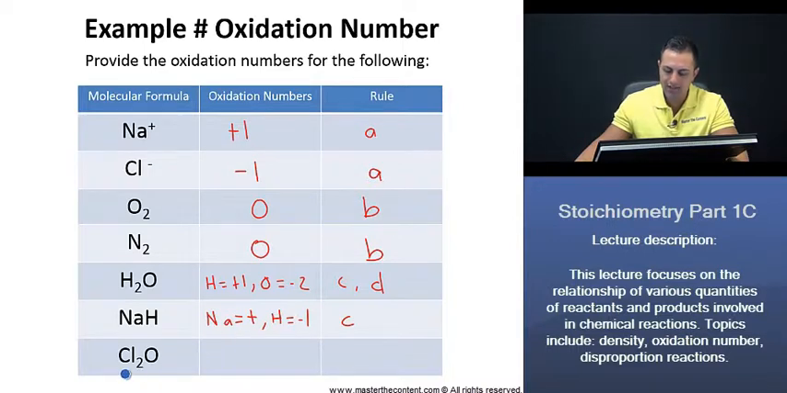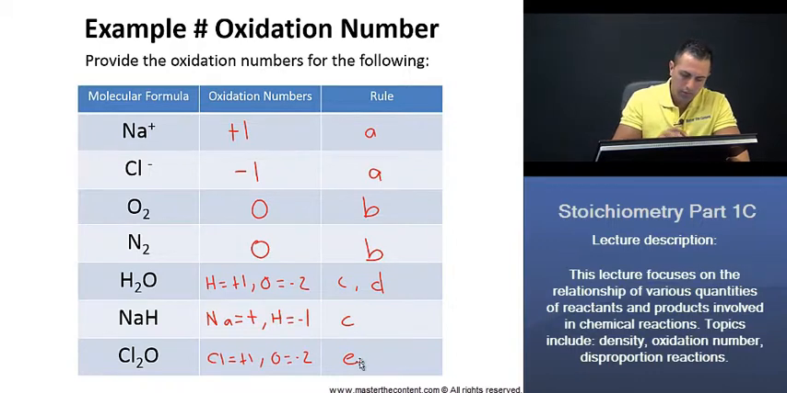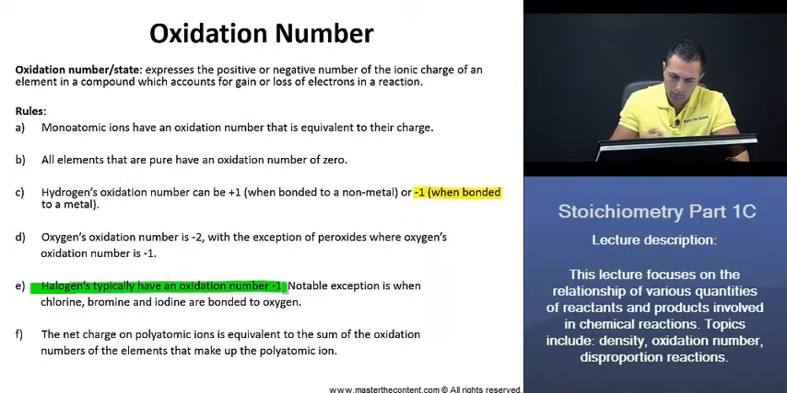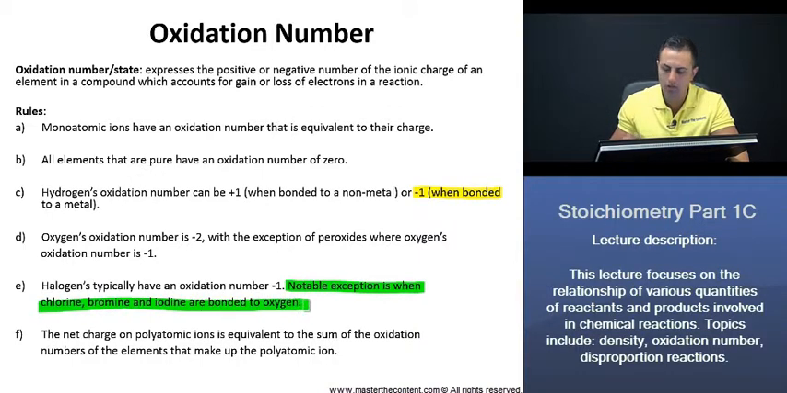Now, looking next at dichlorine monoxide, the oxidation number for our chlorine is actually +1, and the oxidation number of our oxygen is -2, and that's because of rule E. Going back, rule E tells us that the halogens typically have an oxidation number of -1. That's not the case for us. Here, the notable exception is when chlorine, bromine, or iodine are bonded to oxygen. Thus, our chlorine has an oxidation number of +1.